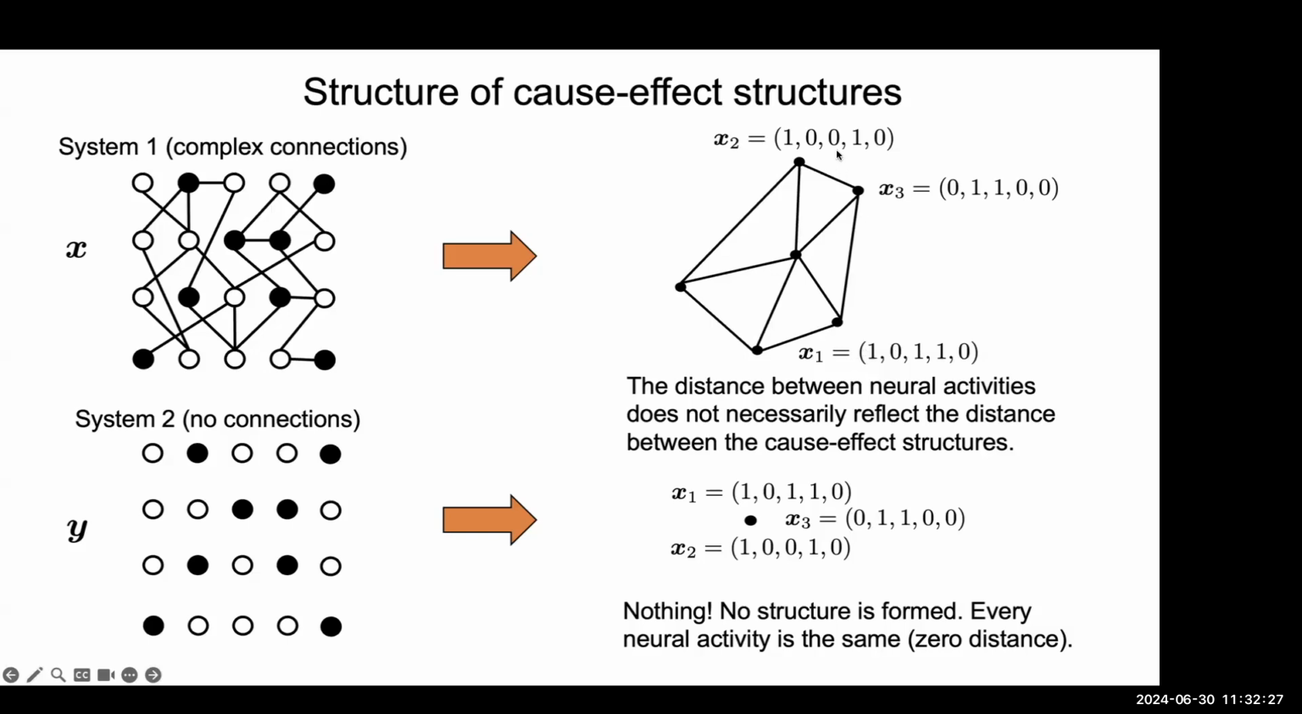For example, in terms of neural activity, X1 may be similar, but in terms of cause-effect structures, they can be really different. Theoretically, something like this happens. And also in a very boring system with no connections, we expect that no structure is formed. Every neural activity is the same in terms of cause-effect structure because there is no causal effect, meaning every neural activity has basically zero distance between them.